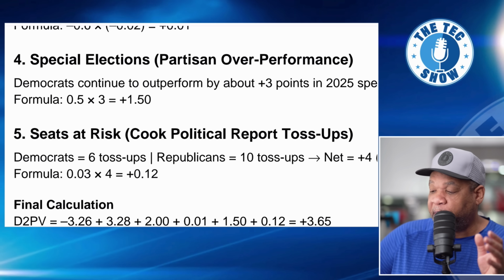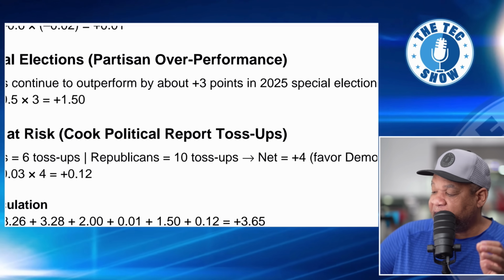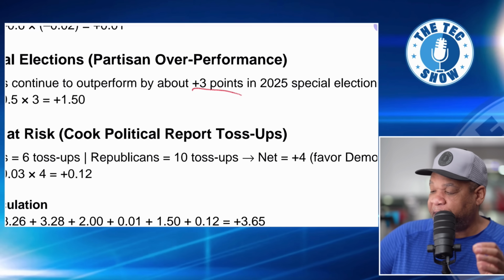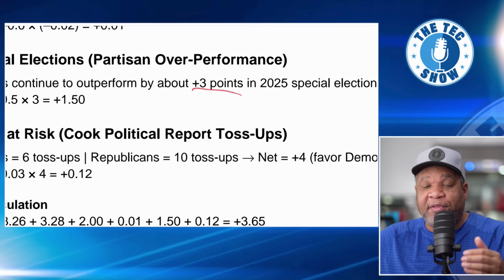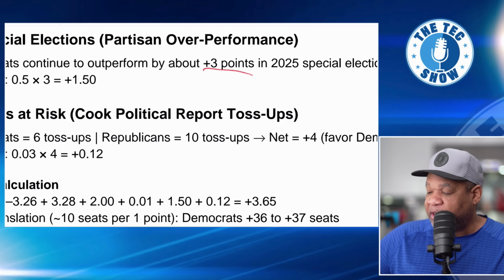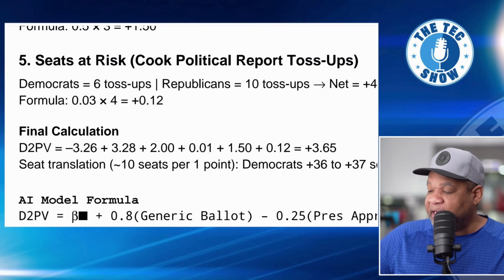But right now, I'm just going to keep it the same. I'm not going to make any changes. Okay, so now let's go ahead and move forward. We're looking at special elections. So special elections, Democrats +3. So Democrats have an advantage when it comes to special elections. They're doing better than Republicans when it comes to special elections. Okay, and seats at risk.